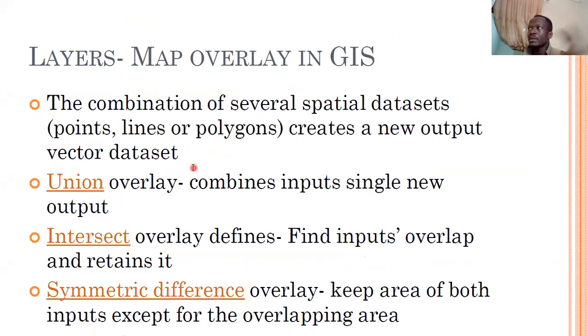We can bring them all together and have what we call the union overlay. So I can bring two data sets together and just add them one on top of the other and then fuse them. I can actually take two layers and just find the intersection between the two layers. Is that okay? So I find the two inputs and then I retain the overlap region. And so we have what we call the intersect overlay.